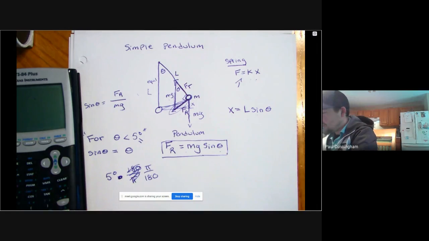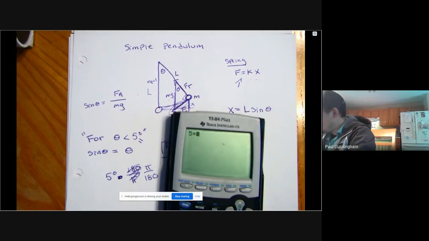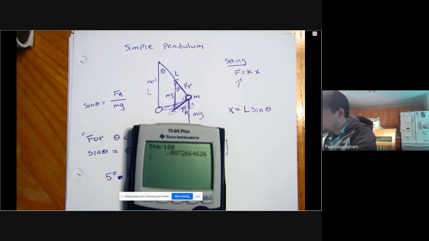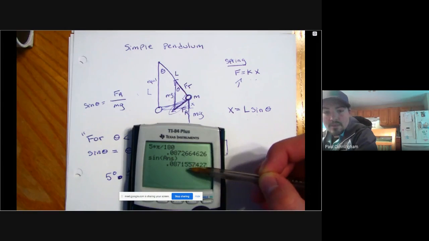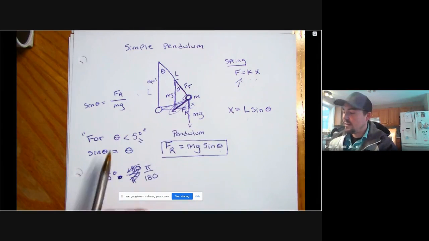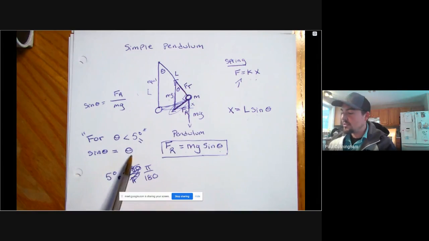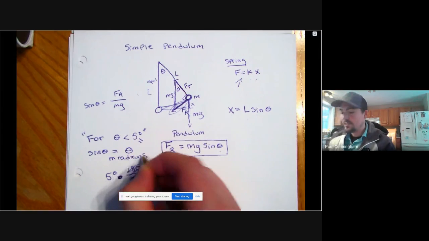So take a look at this. If I convert this to radians, 5 times pi divided by 180, and take the sine of that, it would be like taking the sine of 5 degrees. Notice that they're almost identical. And what that means is this relationship: for theta less than 5 degrees, the sine of theta is equal to theta in radians. I'll make that caveat because I didn't say that earlier.